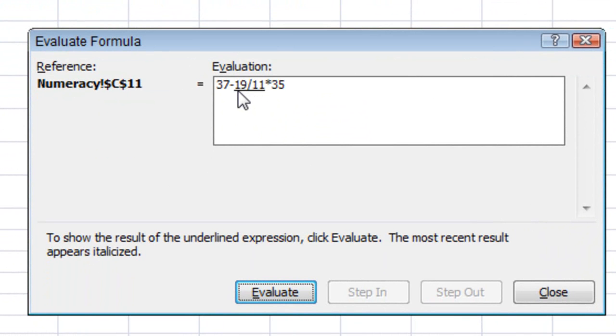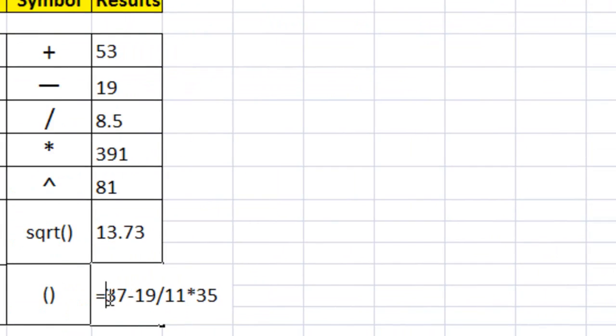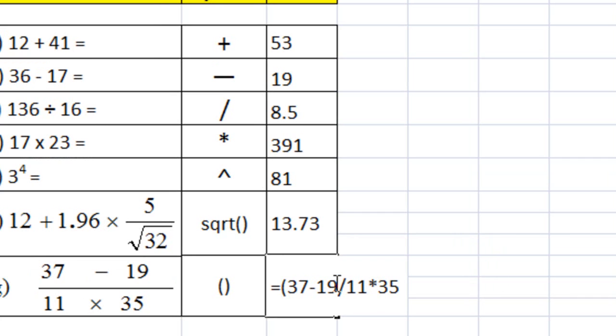So it'll start by doing the division, which is 19 divided by 11. According to BODMAS, which you've learned in school, the division comes before multiplication and subtraction. So it will do the division first, which is wrong. What we wanted it to do is to start with 37 minus 19. So we close this and we force it by introducing a bracket between 37 and 19, and a bracket between the 11 and 35. That will force Excel to do 37 minus 19 first, 11 times 35 next, and then do the division between the results of the two operations.